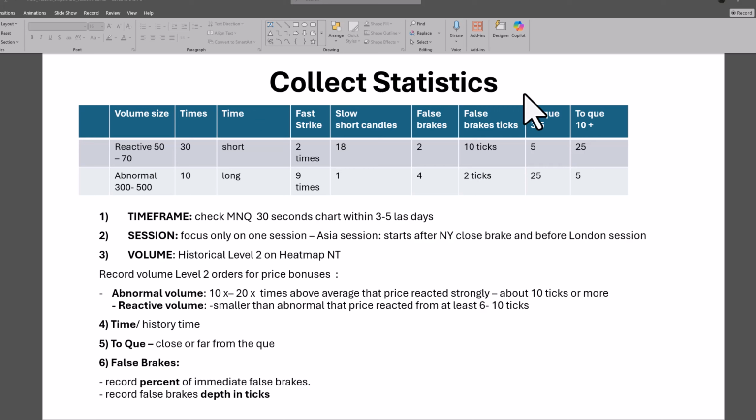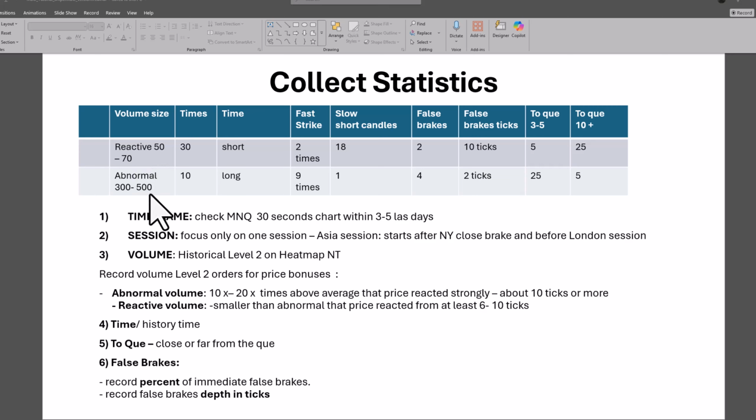I collect statistics. By collecting statistics, you're getting experience. And I record. This is what I do before I start trading: make analysis, so I become smart. Take a look at what happened yesterday, what happens today. I record what volume size it was. The price reacted, and the reactive price is, let's say, 50 to 70, while abnormal is 300 to 500. I forget whether it was NQ or ES.